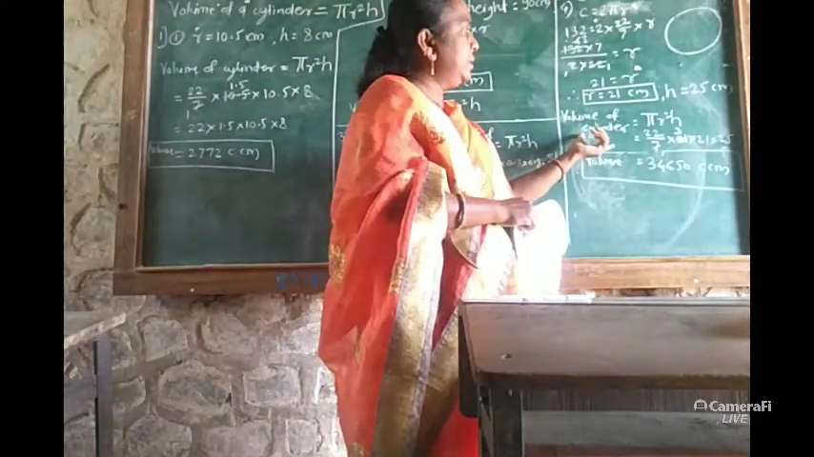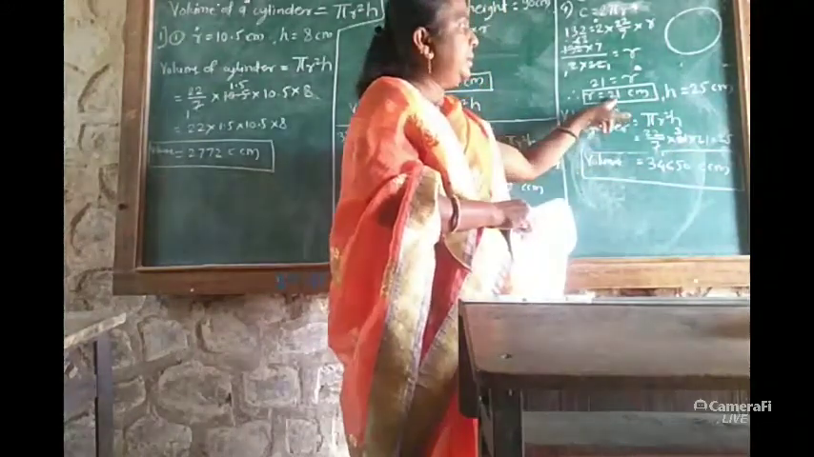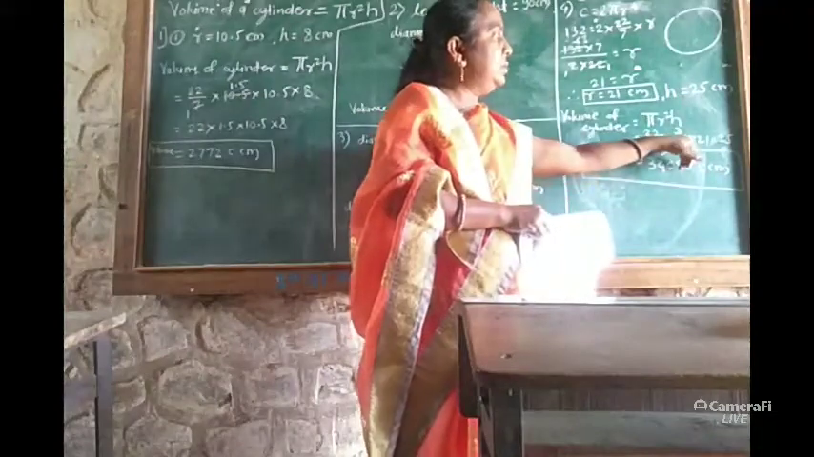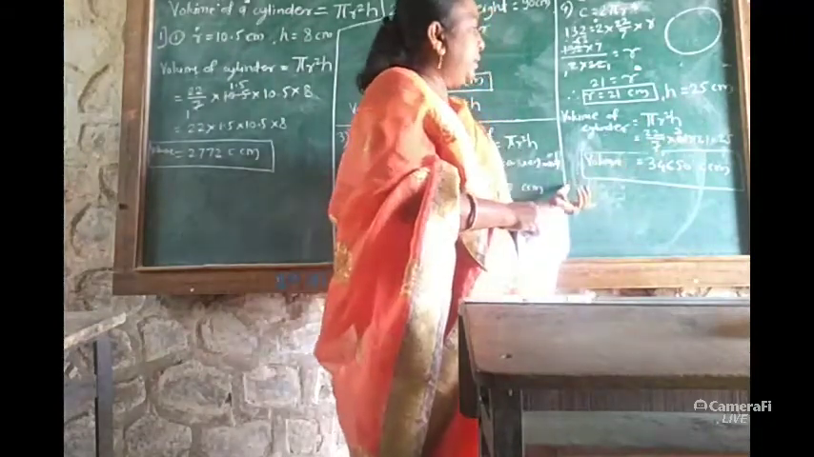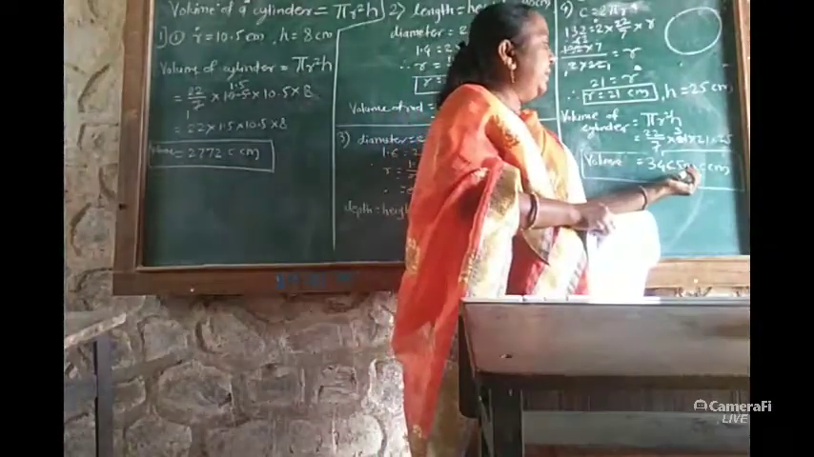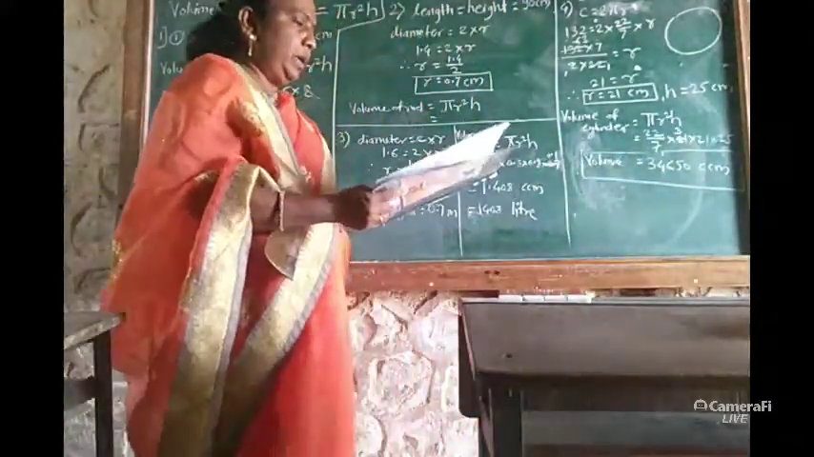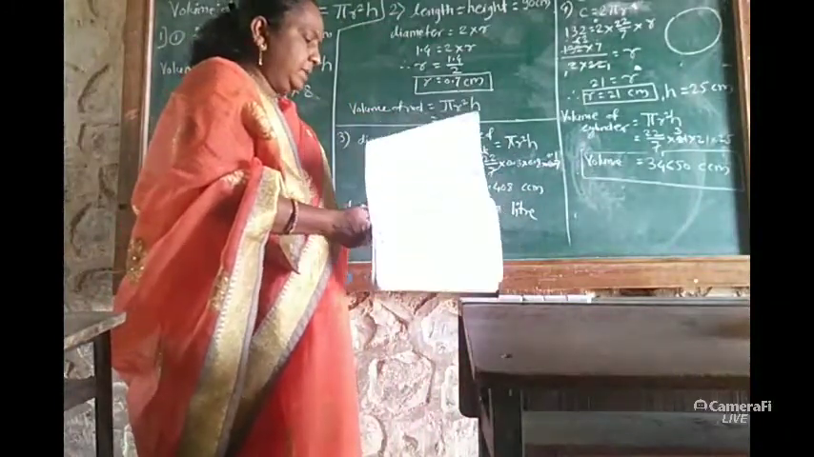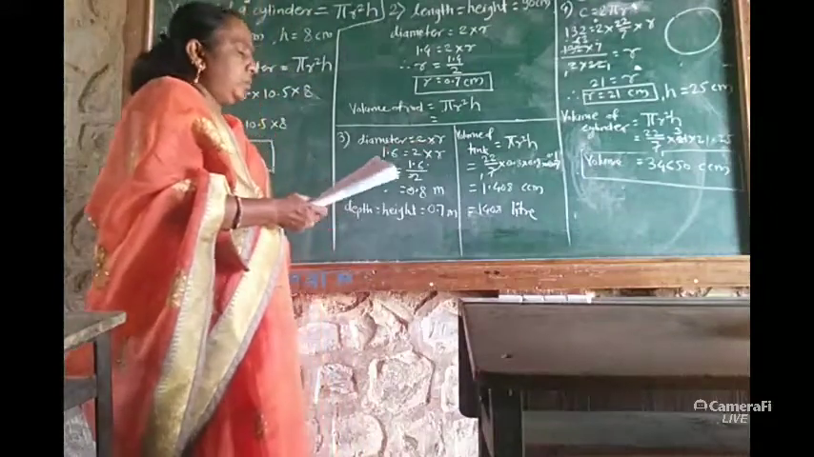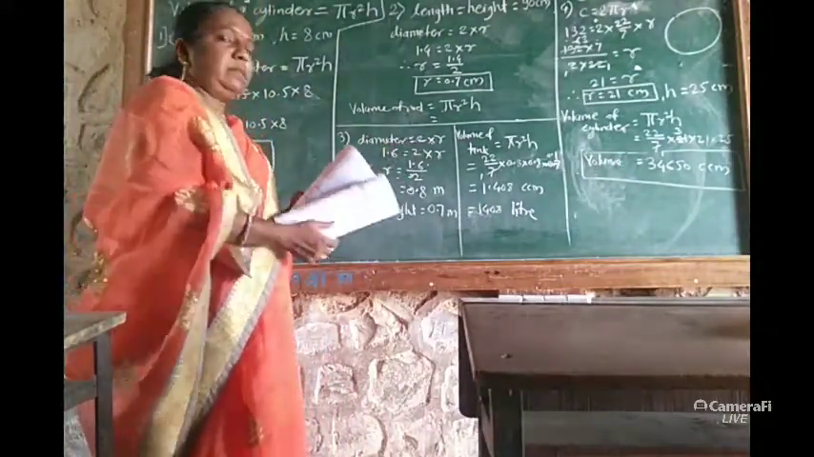Therefore, volume of cylinder is equal to pi r square h. Value of r is 21 centimeter. Value of h is 25 centimeter. Put these values in this formula. After calculation, we find the volume of this cylinder is 34,650 cubic centimeter. Thus, here we have completed our practice set 16.3. I have taken 4 examples here. You have to complete the whole practice set in your notebook and revise it.